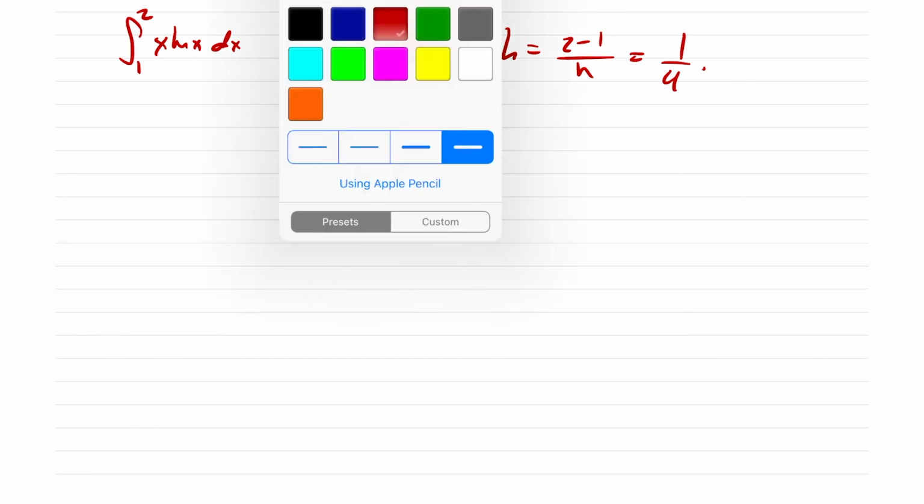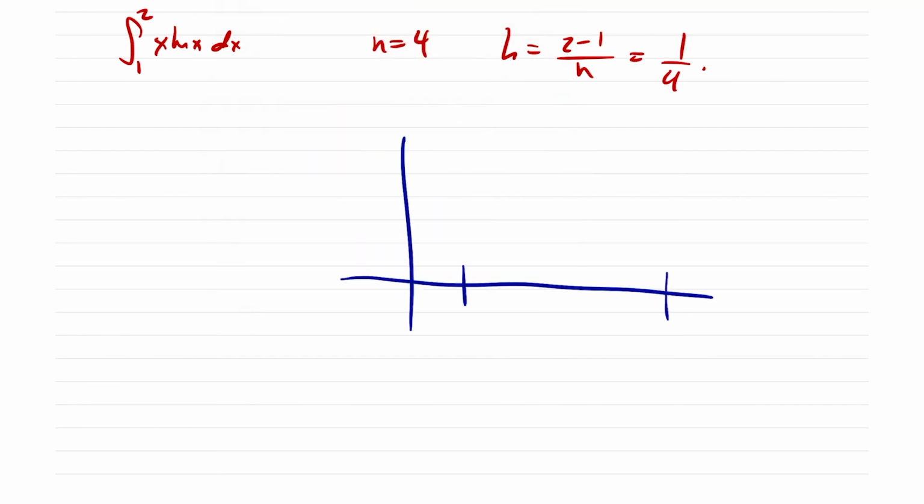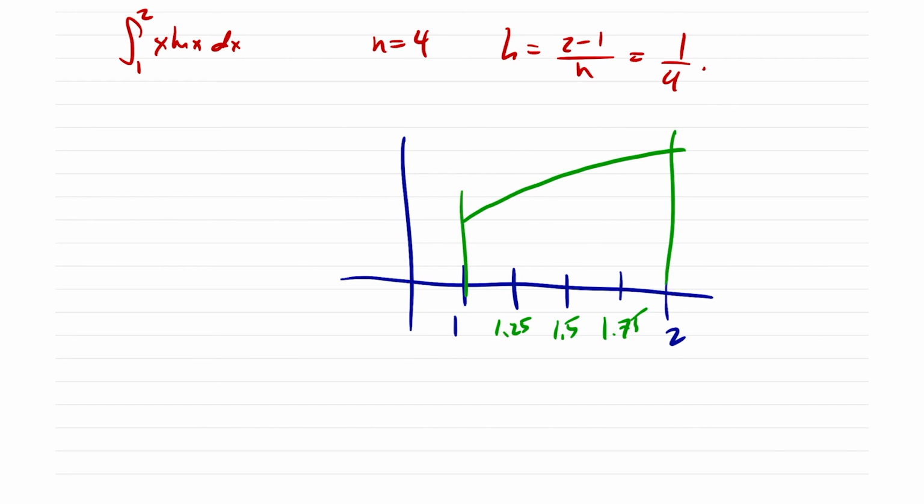If we talk about the integral from 1 to 2 of x ln x dx, and we're using the composite Simpson's rule for n equals 4, for instance, again we're still left with h equal to (2 minus 1) over n, which is equal to 1/4. Just drawing out a graph again, we have 1, 2, and then these individual points are going to be 1.25, 1.5, 1.75, and our graph is going to look something like this. And then our points that we care about are these guys.